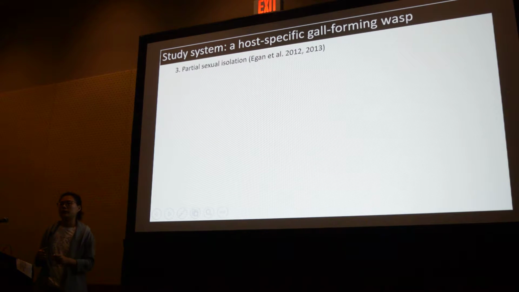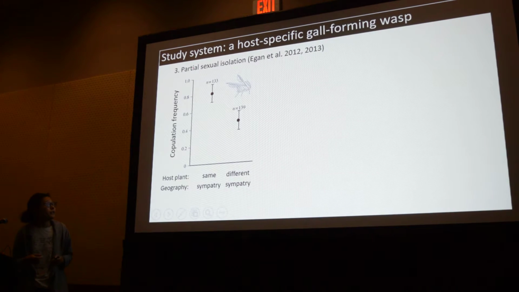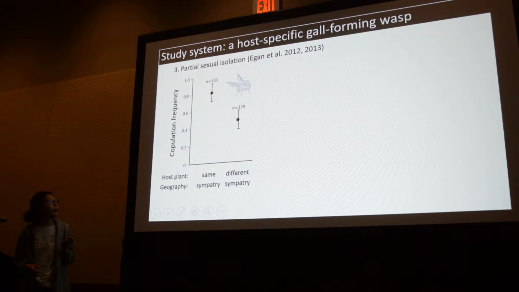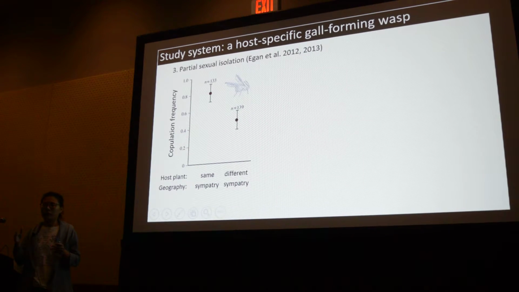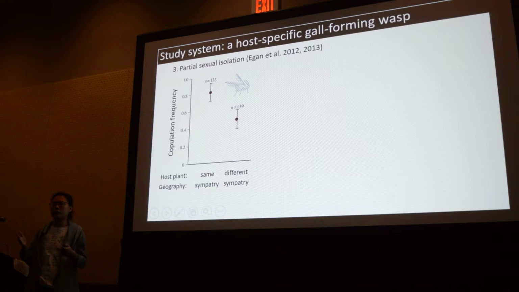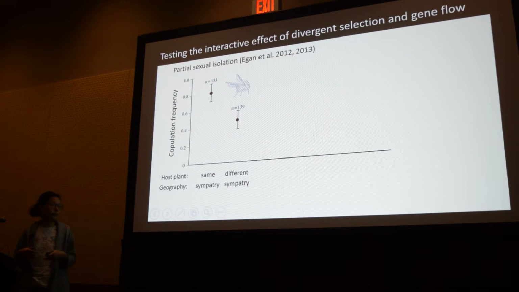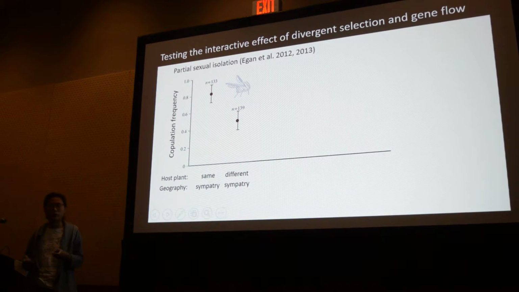What's more, studies of QV and QG populations in sympatric areas have found evidence of partial sexual isolation. As illustrated in this graph, the mating frequency between individuals from the same host plant is higher than between individuals from different host plants.